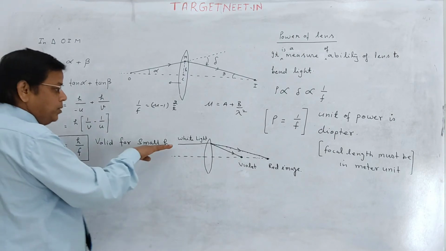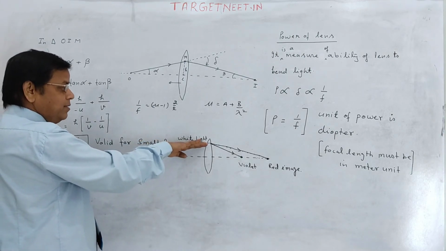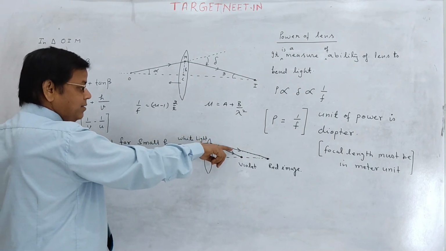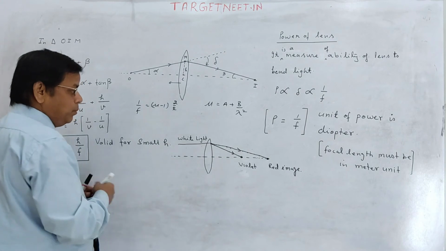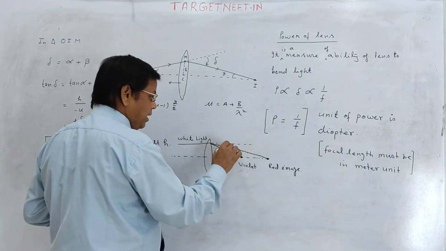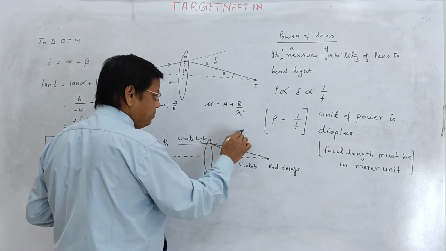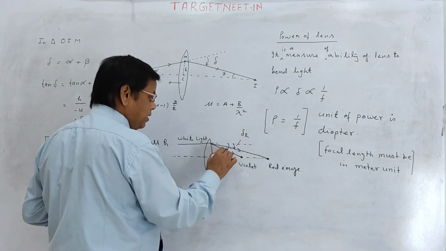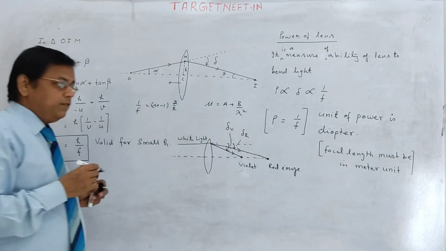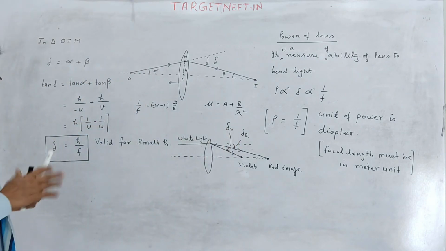Here you have to remember, if a white light is incident on lens, red light is bent less than violet light, because this was the original direction. This is angle of deviation for red color, and this is angle of deviation for violet color. So deviation for red color is lesser than deviation for violet color.